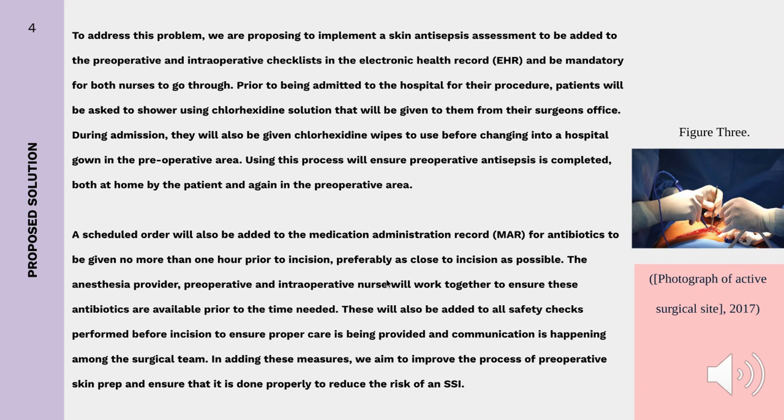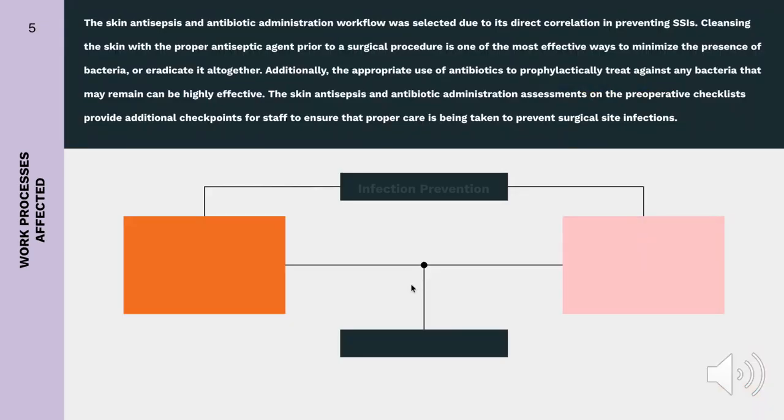In adding these measures, we aim to improve the process of preoperative skin prep and ensure that it is done properly to reduce the risk of an SSI. Infection prevention is priority. The skin antisepsis and antibiotic administration workflow was selected due to its direct correlation in preventing SSIs. Cleaning the skin with the proper antiseptic agent prior to a surgical procedure is one of the most effective ways to minimize the presence of bacteria.